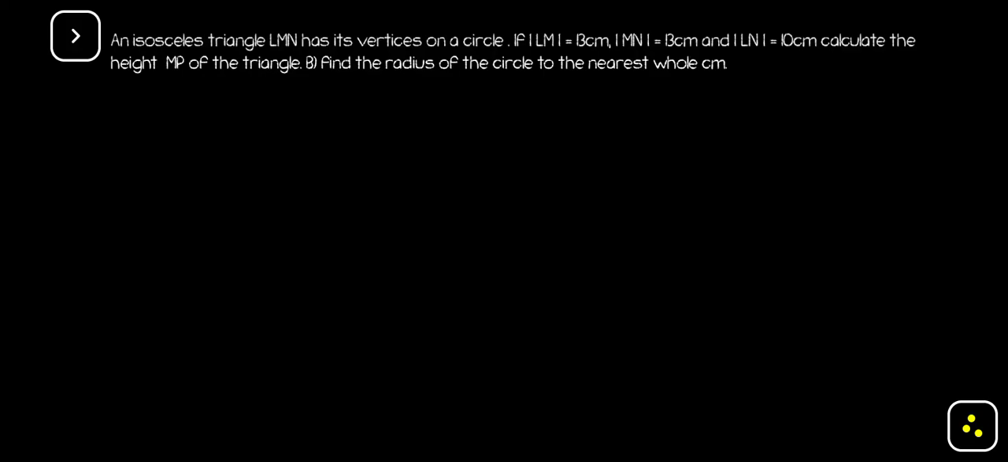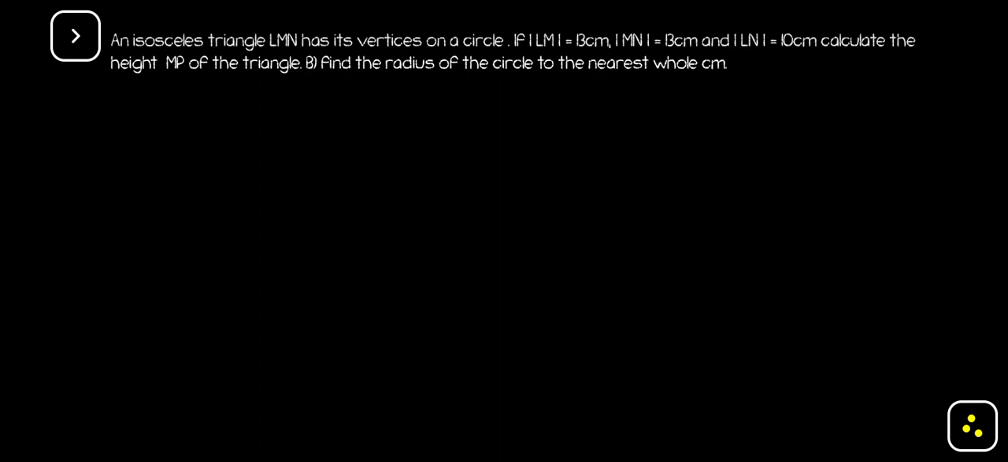The question says an isosceles triangle LMN has its vertices on a circle. If MN is 13 cm, the other one LM is also 13 cm, and LN is 10 cm, calculate the height MP of the triangle. Then find the radius of the circle to the nearest whole centimeter.